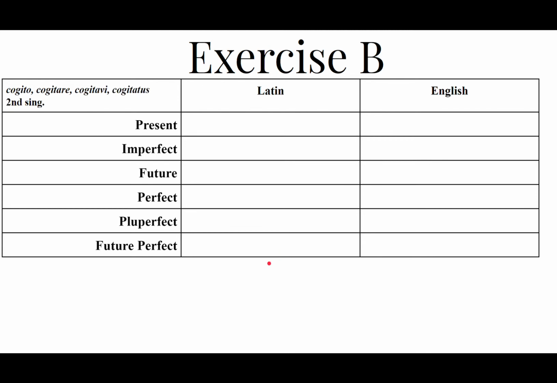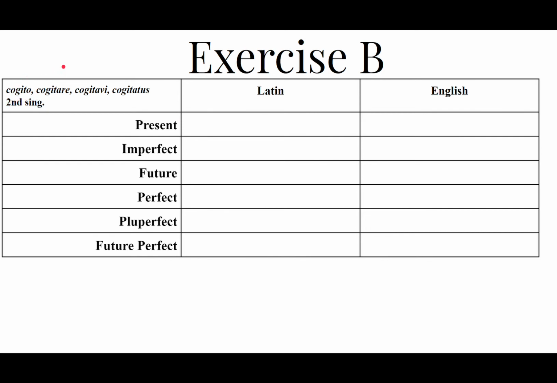Optime. Cogito, cogitare, cogitavi, cogitatus, to think. We want the second person singular, so no more first person singular. We want second person singular for all of these, so there will be a lot of yous and thous in your English translation. So for the present, imperfect, and future, use the present stem, and really use the present stem. We only use the first principal part when we're giving a first person singular. We're giving second person singular.